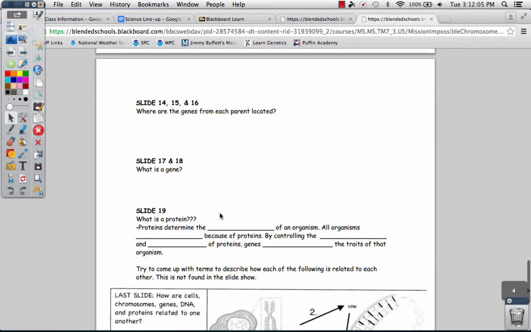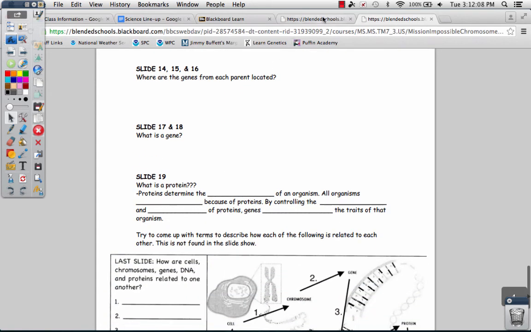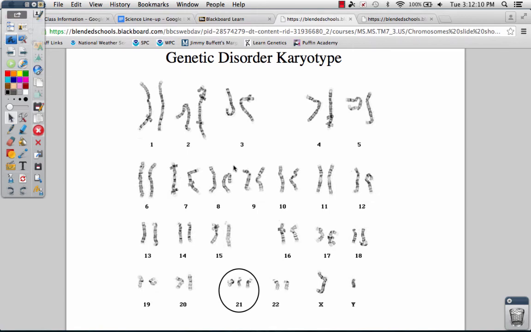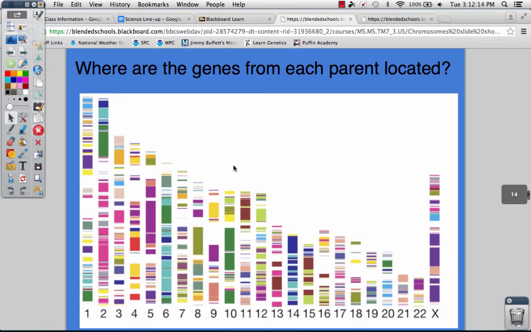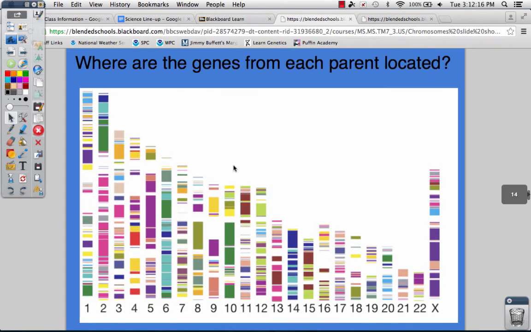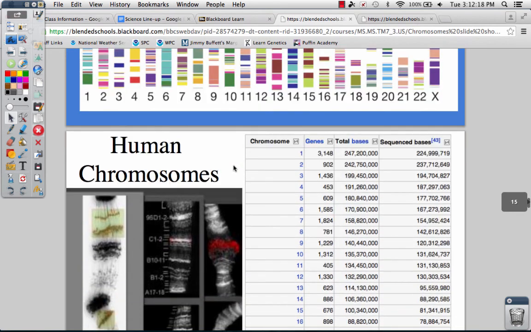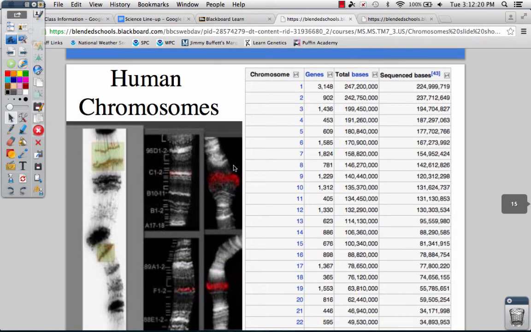Okay, moving on to 14, 15, and 16. All the way down to 14. Where are the genes from each parent located? Well, they're located on the individual chromosomes. Pretty simple there.